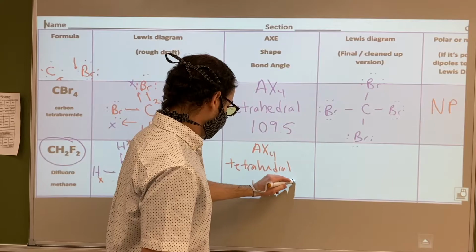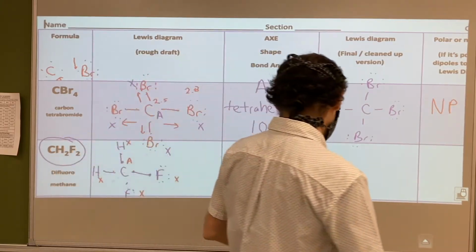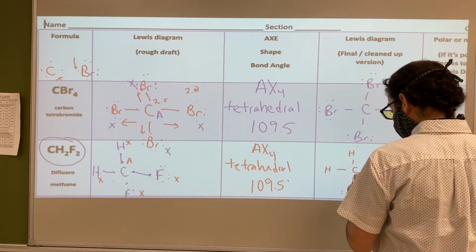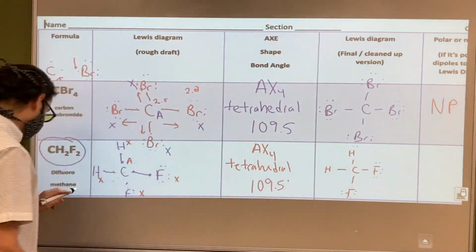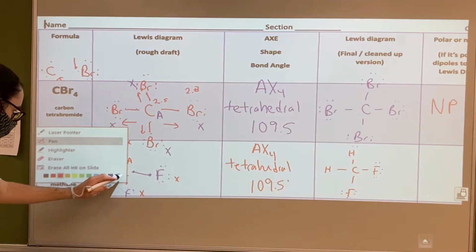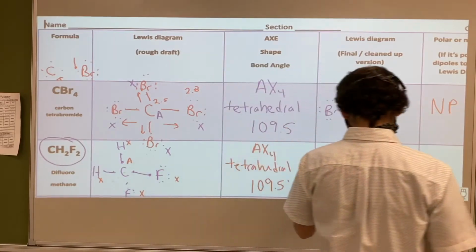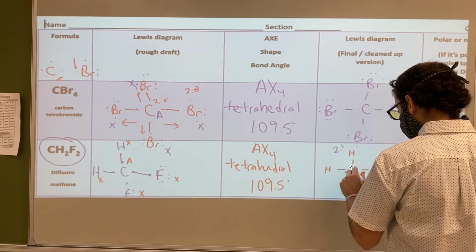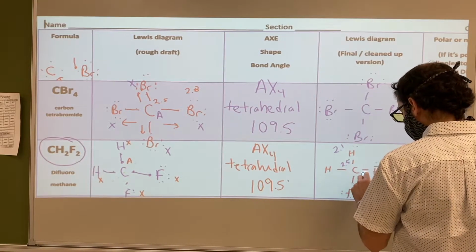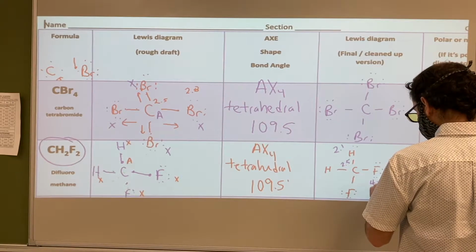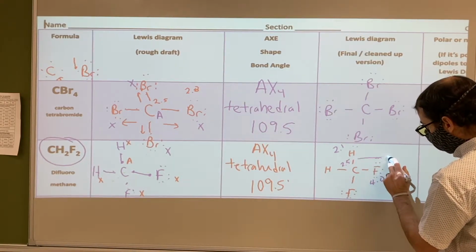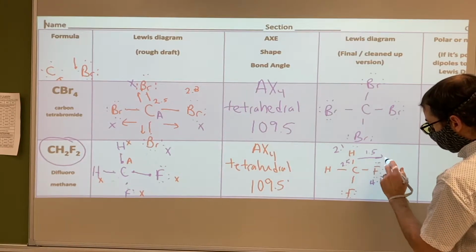109.5. All right, and then let's draw the final version of it. So we have C. All right, I'm going to change the color so we can talk about the electronegativity. And here we have 2.1, 2.5 for the carbon, and then 4. So the carbon to the fluorine, that difference is 1.5, which is polar.